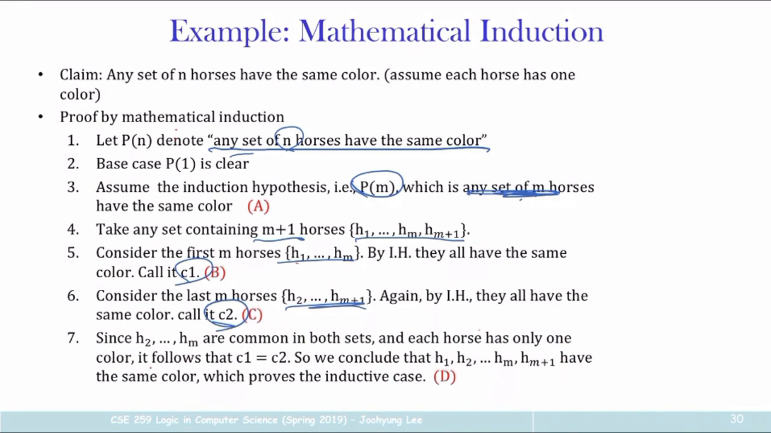Well, maybe this claim is true. This statement is true, right? If you pick any set of m horses, they always have the same color. All right. Let me say that C is the majority, but that's not correct. So I'm going to tell you later. Okay? So let's open the exit ticket. And if you need more time, think about it.